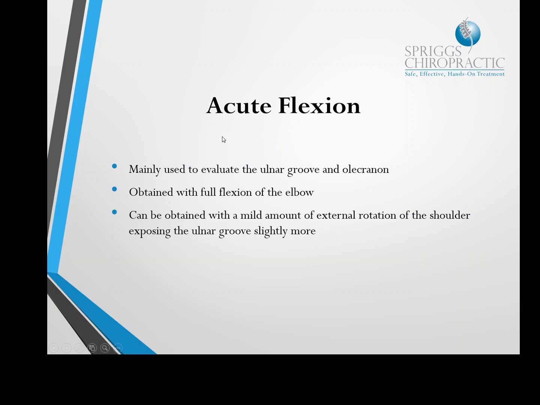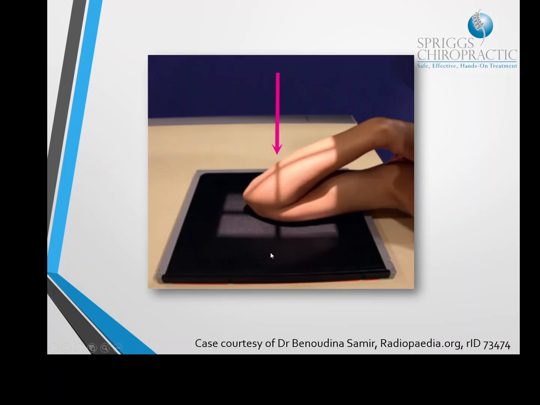So this is not particularly a standard view, but you can also do what they call the acute flexion position, where this is mainly to evaluate the olecranon process, but also the ulnar groove, or the ulnar nerve groove, of the distal humerus. It's obtained with the patient with full flexion of the elbow. It can be obtained with a mild amount of external rotation of the shoulder, which sort of brings the ulnar nerve groove into a slightly better position and visualization.